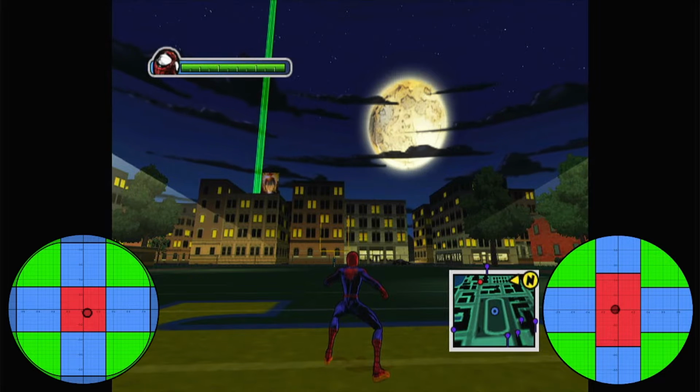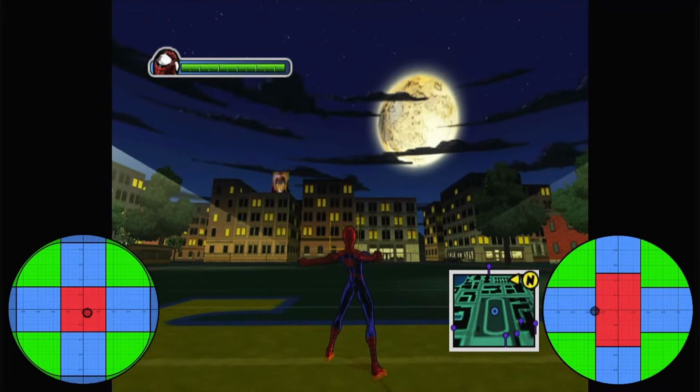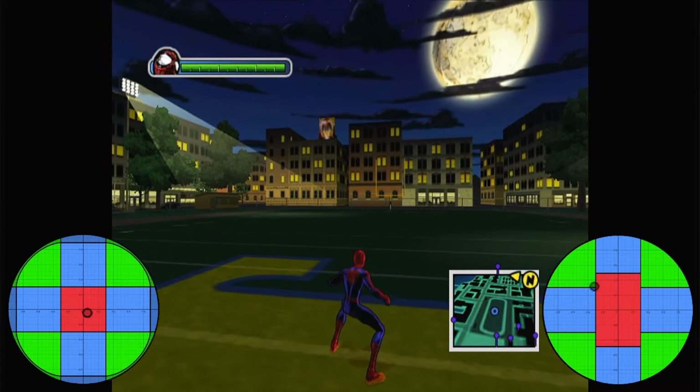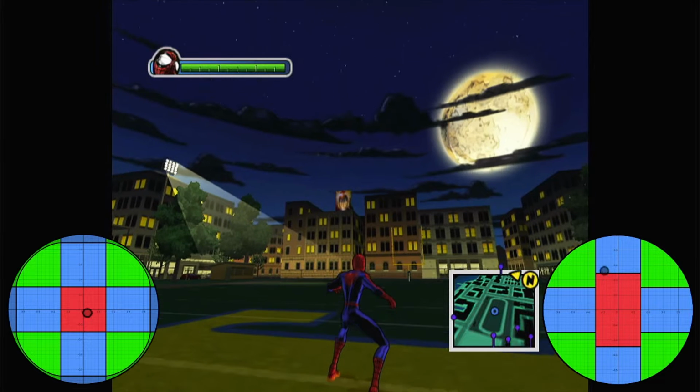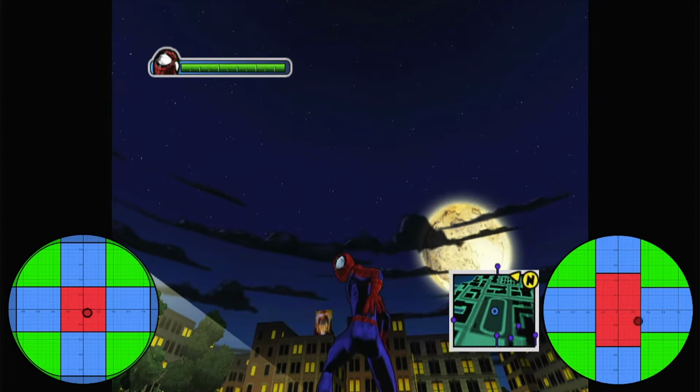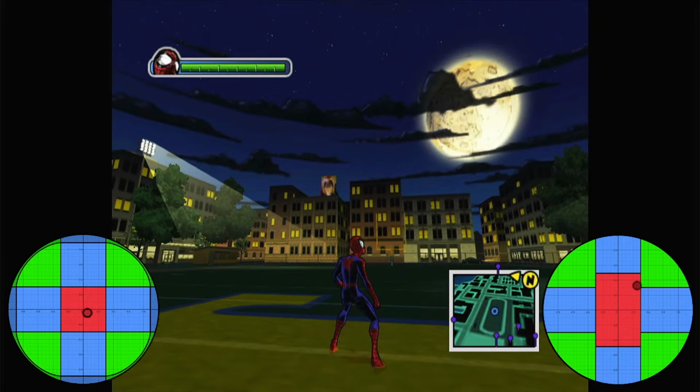So to start, for the camera, we have a tall rectangular dead zone. Horizontally it's about 30% and vertically it's about 50%.